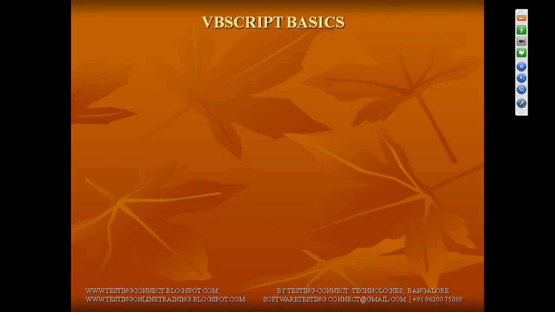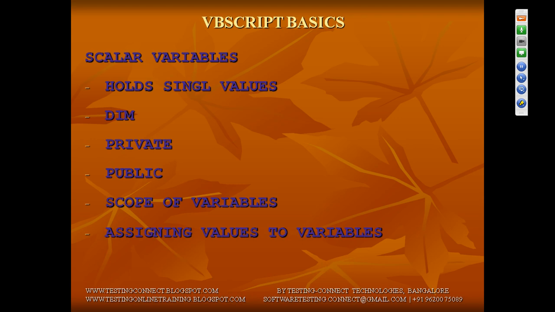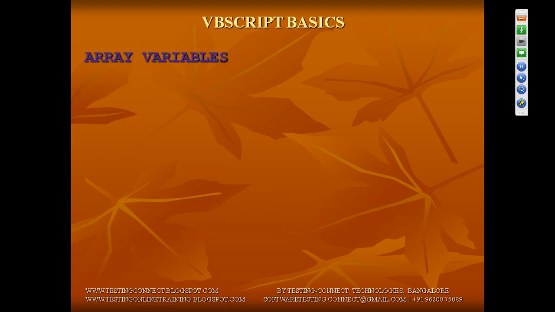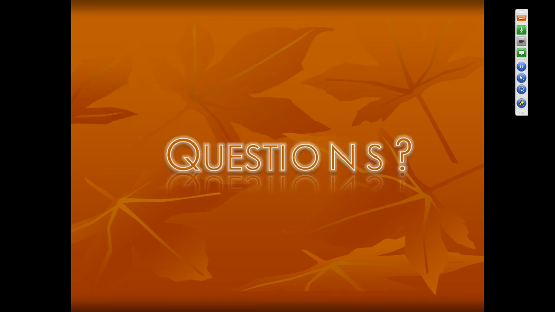So these are the different things you have to be aware of while going for scalar variables. Then arrays. I told you already, in arrays you can store multiple values of a single data type. So arrays, how can you define them?